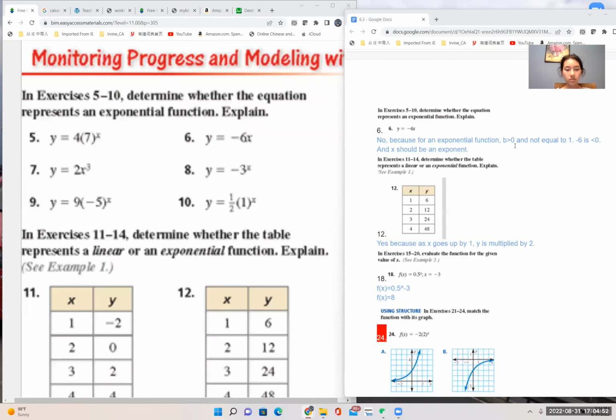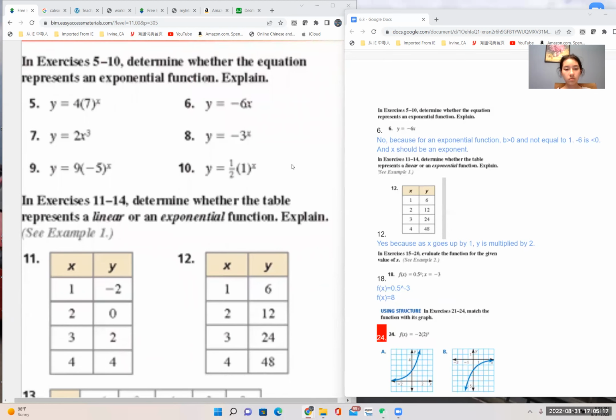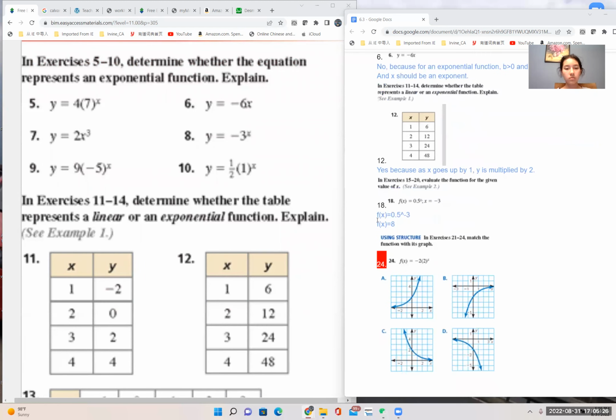Because for an exponential, b is greater than 0 and not equal to 1, and x should be located at the place of the exponent, right? Yeah, so another key thing to judge whether it is an exponential function is that it's not linear, but this is linear. Okay, anyway.